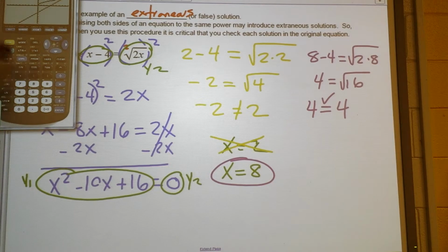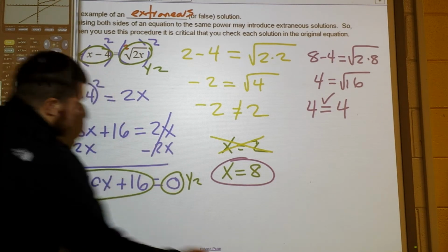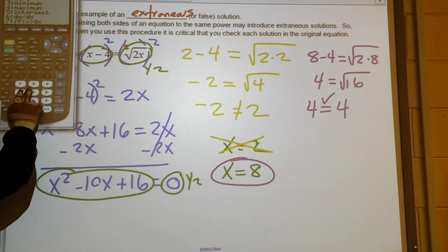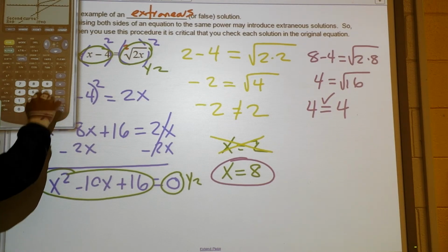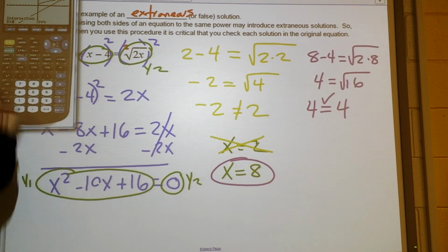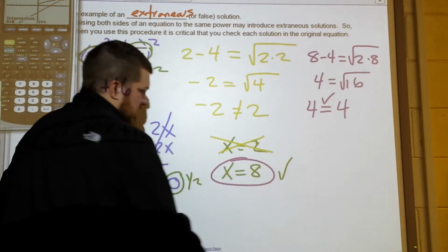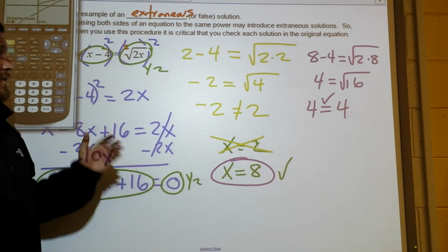Zoom 6. And I only have one point of intersection. Right here. So, second calc, option 5, first curve just hit enter, second curve just hit enter, and then you guess. Move your cursor into position, hit enter, x equals 8, which is exactly what I found when I did it by hand. That's it for this video.